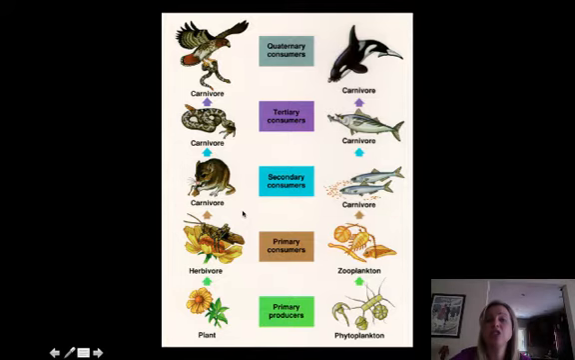And just to show you how it should be a food web, if you think about it, humans could fit in a lot of different places here. We're quaternary consumers and we're also primary consumers, right? So that's why a food web is a lot more accurate.